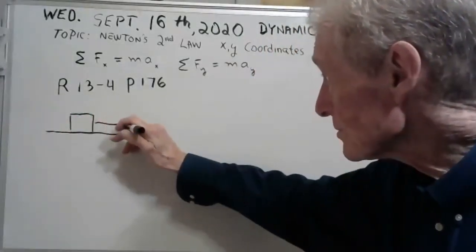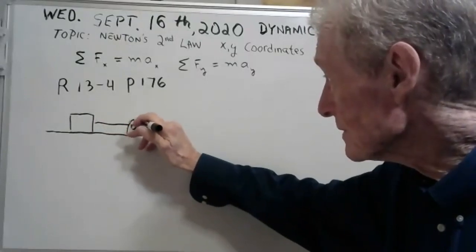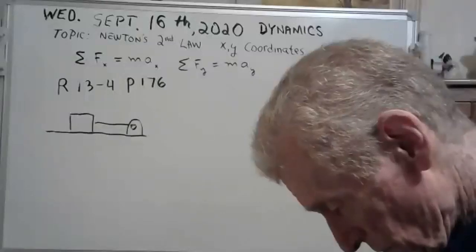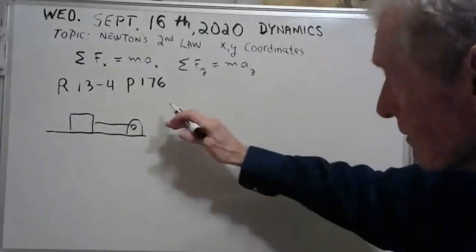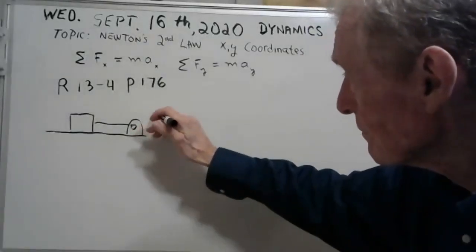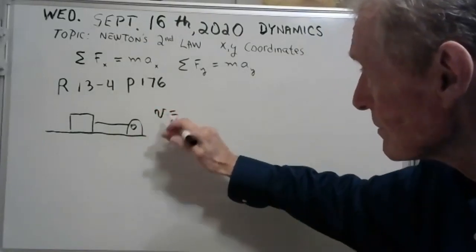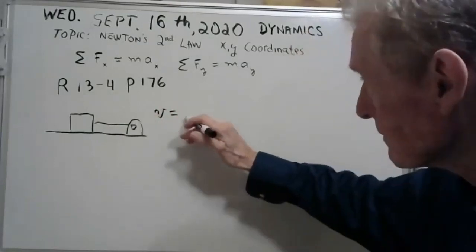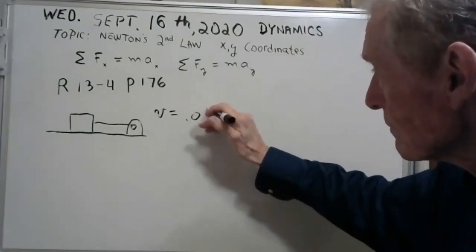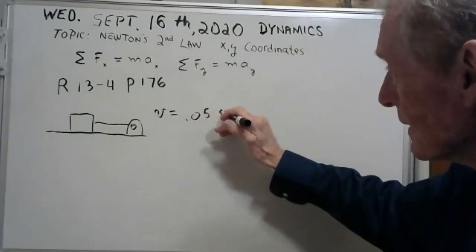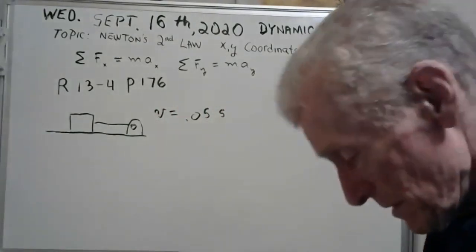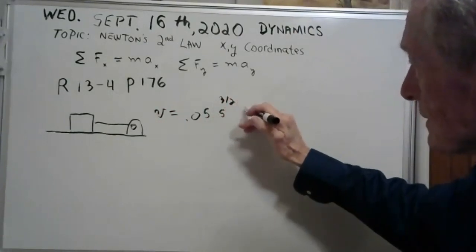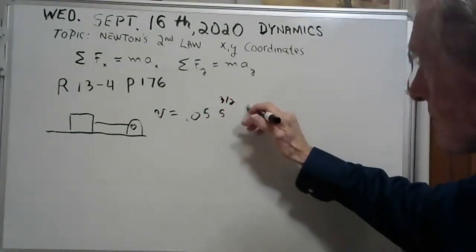And it's connected to a motor. Okay, let me read this now. It says, the motor draws in the cable at a rate of v equals 0.05 s to the 3/2. Now that'll be in meters per second.